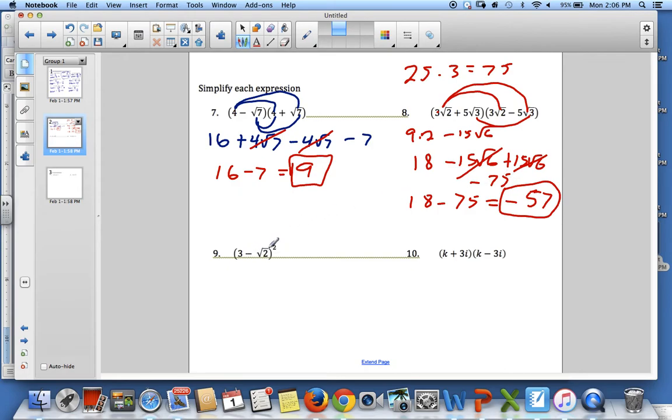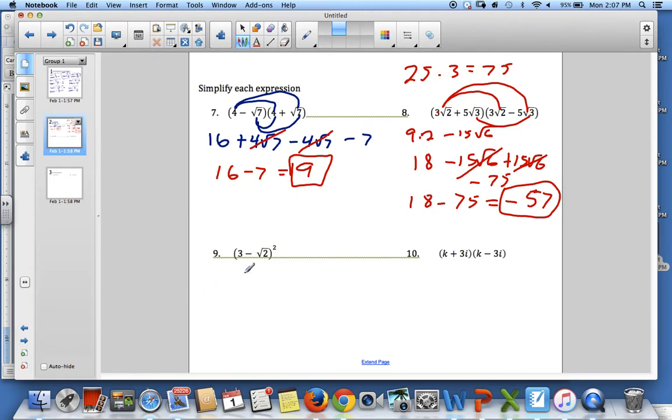This one is a little tricky. We don't have differences of squares, or what I'm talking about, excuse me, we don't have conjugates. See, here we have conjugates, 4 plus and 4 minus, so that's why the middle term cancels out. 3 square root of 2 plus 5 square root of 3, and 3 square root of 2 minus, the middle ones cancel out.